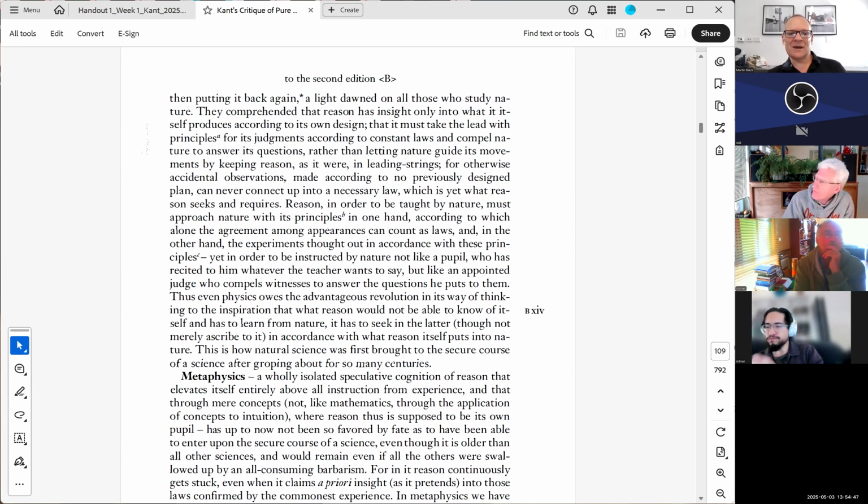They comprehended that reason has insight only into what it itself produces according to its own design, that it must take the lead with principles for its judgments according to constant laws and compel nature to answer its questions rather than letting nature guide its movements by keeping reason, as it were, in leading strings. So just to comment on that.